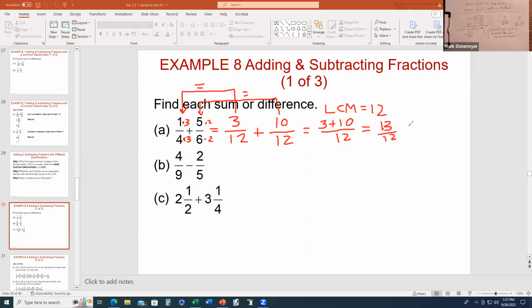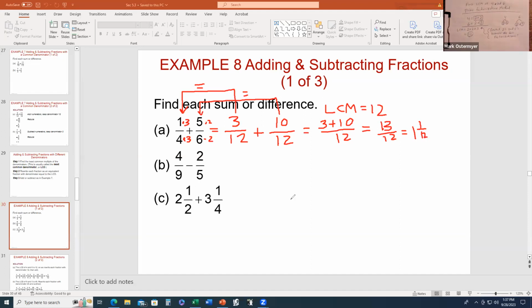Everybody see how that happened? And if you insist on putting this into a mixed number format, or maybe Alex requires that you do so, 12 divides into 13 one whole time with 1 out of 12 left over. Okay.